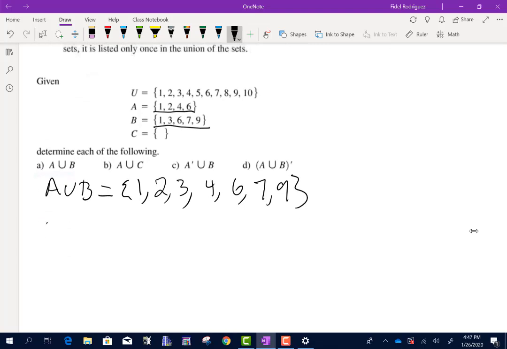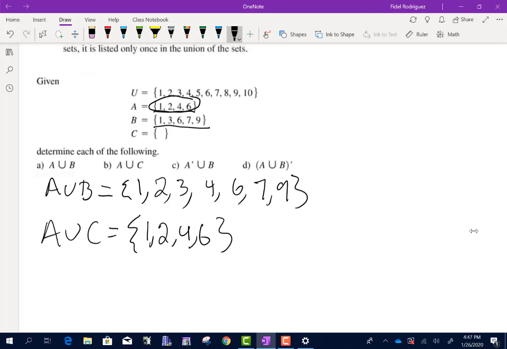Now, let's do the next one. The next one is A union C. So everything that's in A plus whatever we have in C. Here's everything in A: 1, 2, 4, and 6. C doesn't have anything, but I'm still going to have to use the numbers 1, 2, 4, and 6.